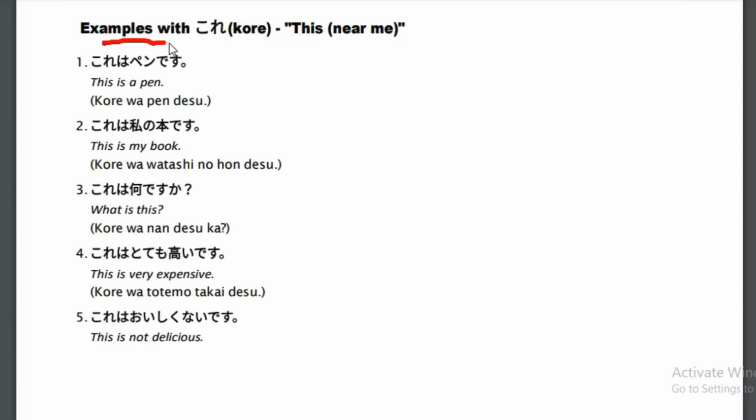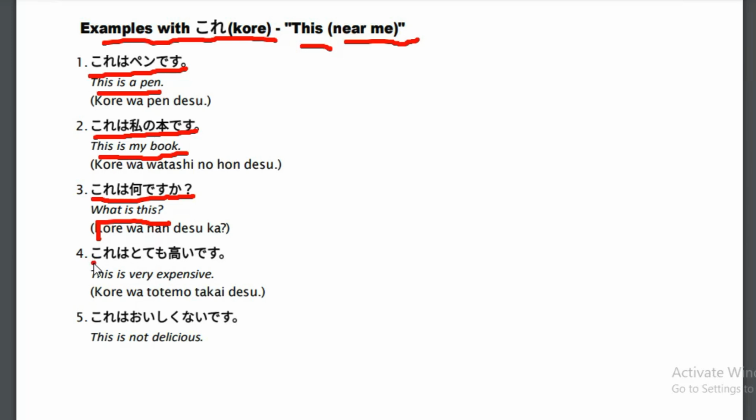Now let's see some examples with kore, which means this, near the speaker. Kore wa pen desu means this is my pen. The next is kore wa watashi no hon desu, this is my book. The next is kore wa nan desu ka, what is this? Kore wa totemo takai desu, this is very expensive. Kore wa oishiku nai desu, this is not delicious.